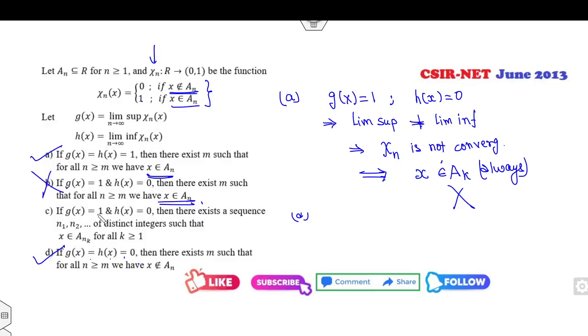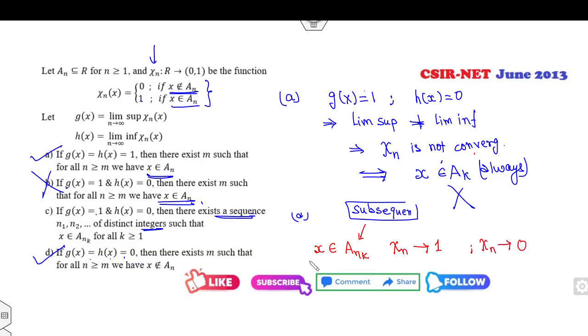Look at this other option. Again, g of x is 1. Then there exists a sequence of distinct integers, that's a subsequence. They are talking about the subsequence. Yes, because if the sequence is not convergent, we can find a subsequence of the An k such that whenever x belongs to the nk, this xn converges to 1, and for some other x, this xn converges to 0, because of some subsequences. So therefore, yes, this is a correct option. So the right answers are A, C and D.